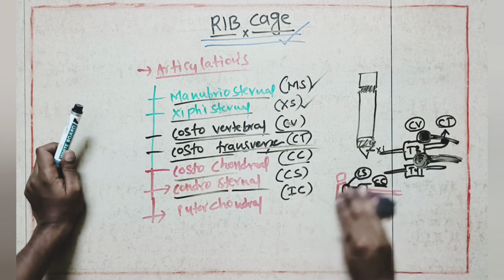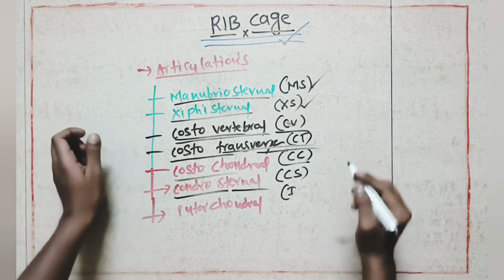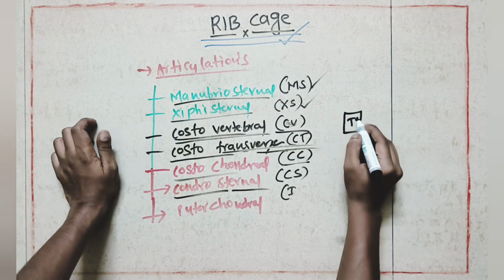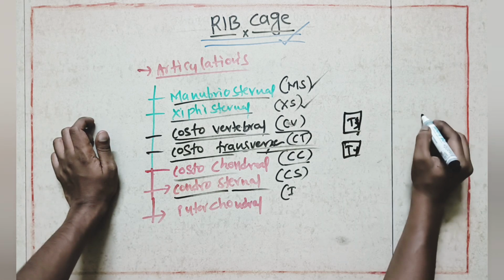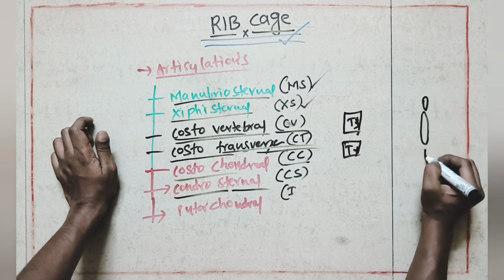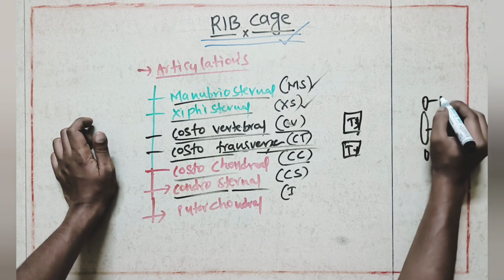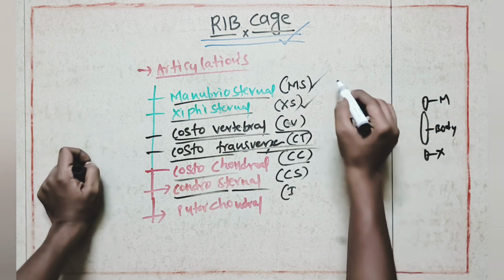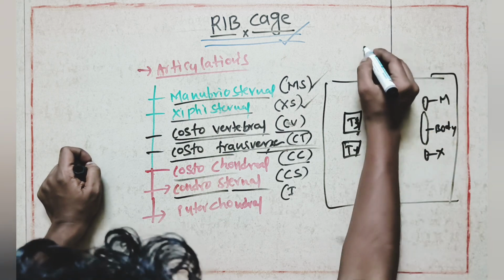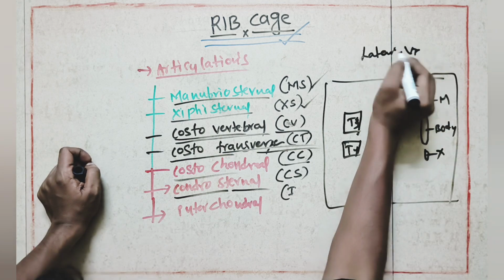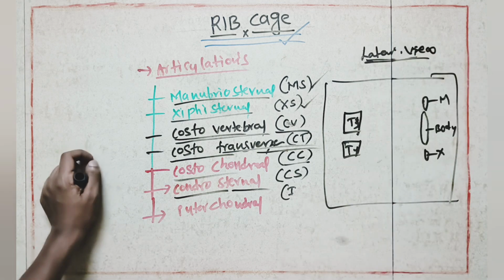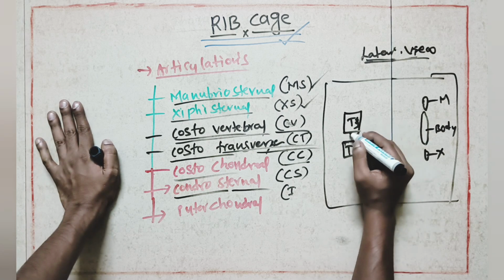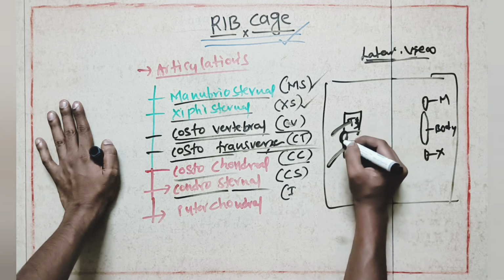Now we'll see the gross view. Suppose here I am taking a thoracic vertebra, T3 and T4. Here we will have the sternum. This is the manubrium, this is the body of the sternum, and this is the xiphoid process. Now we are seeing this entire thing in lateral view. So now I am taking one rib. Imagine here we will have the transverse process. So here I took one rib.